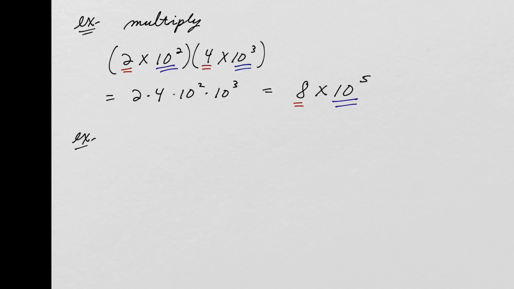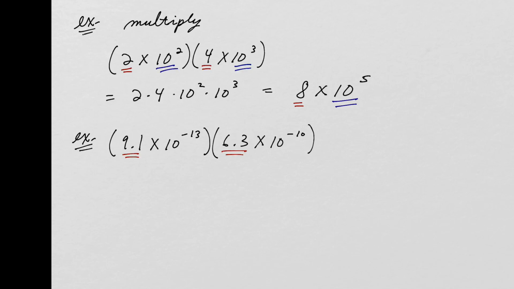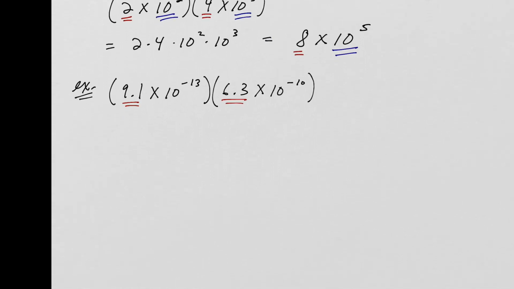Okay, here's another one. What if I have 9.1 times 10 to the negative 13 times 6.3 times 10 to the negative 10? Okay, so the rule is, right, I multiply just the numbers first. So what's 9.1 times 6.3? You could do that out on your calculator if you want, right? You're going to get 57.33.